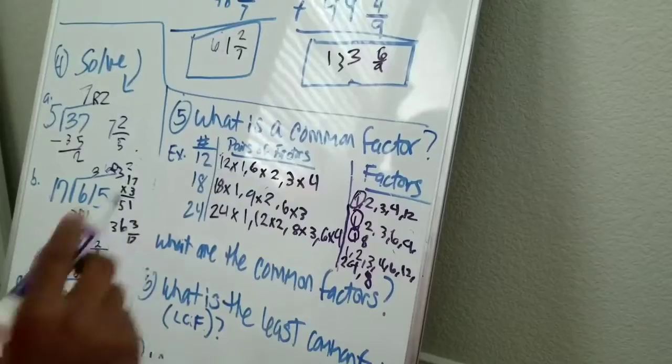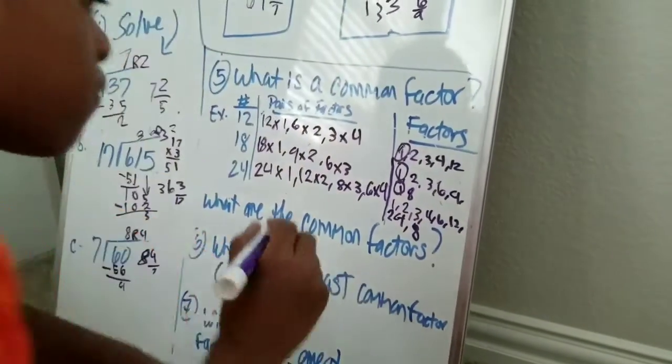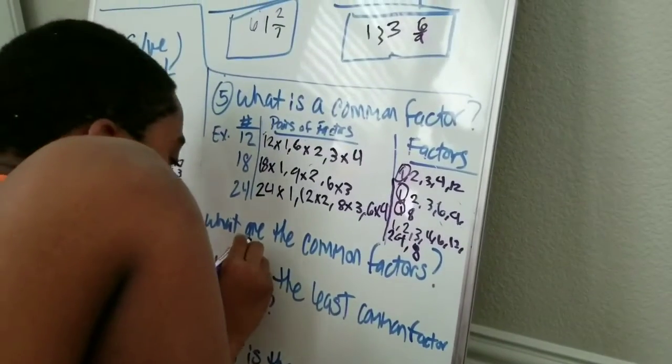What else? I'm going to write it. Want to write it? Yeah. Okay, go ahead. It's going to be a little sloppy if you circle it. That's okay. Go ahead.